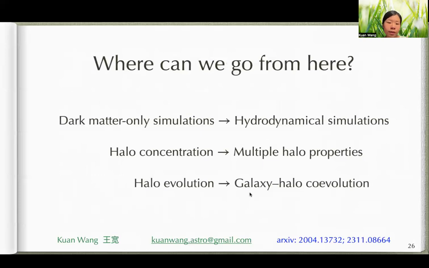So where can we go from here? We used an N-body simulation. What if we go to a hydro simulation instead? Can we look at other halo properties besides concentration? Can we also look at galaxy properties and how they co-evolve with halo properties?